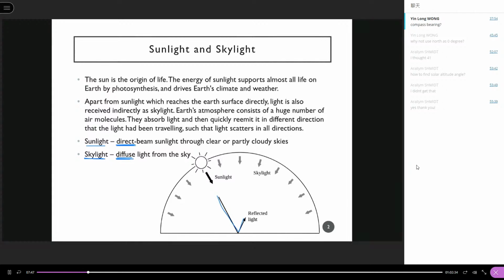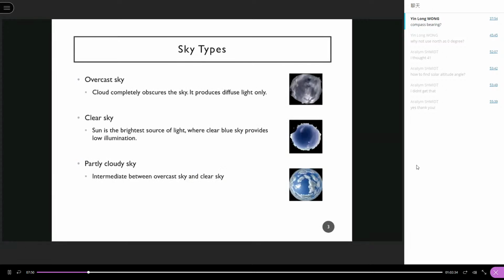Okay, so just some basic concepts. And the sky type. Cloudy, sunny. For cloudy sky, when it is heavily cloudy, the cloud completely obscures the sky. So you will not be able to see the blue sky. The whole sky is covered by thick cloud. Then it is called overcast sky. Under the overcast sky, you have no shadows, and it produces diffuse light only. No shadow, only diffuse light.